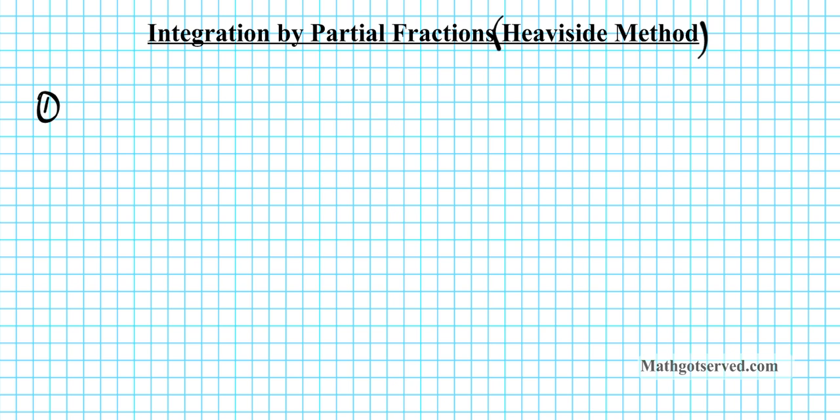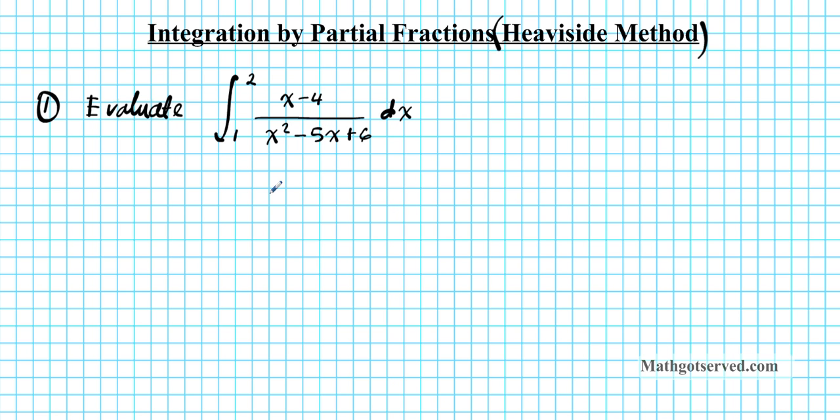Question number 1. We're to evaluate the definite integral from 1 to 2 of the function x minus 4 over x squared minus 5x plus 6 dx. Okay? All right. So the goal here is to decompose this fraction.